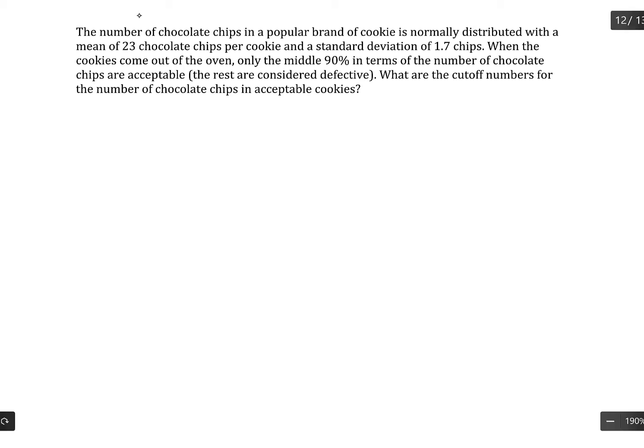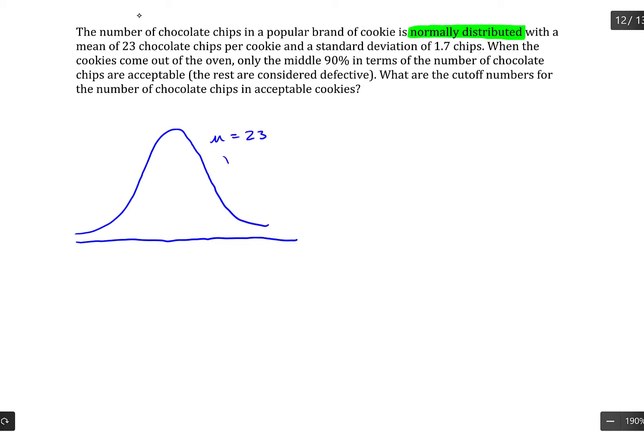So, first thing that I notice is that we're working with a distribution that's normally distributed. And that's a great time to sketch out a bell-shaped curve and indicate the mean of the distribution and the standard deviation.